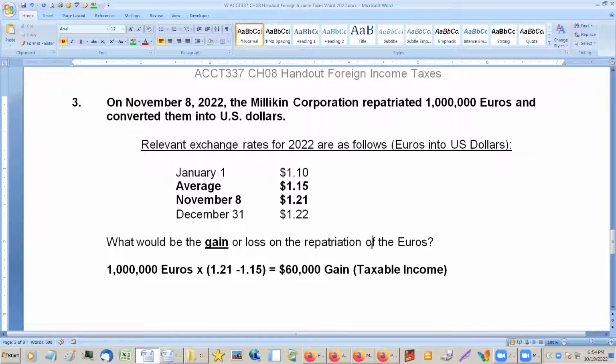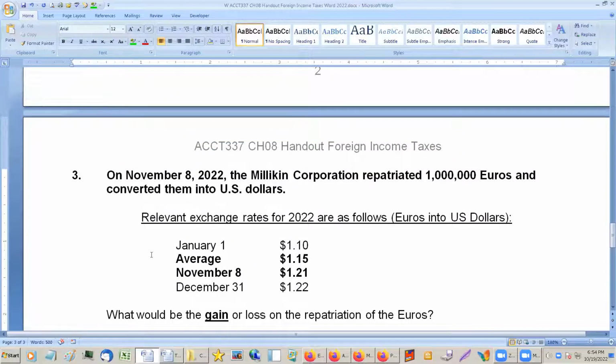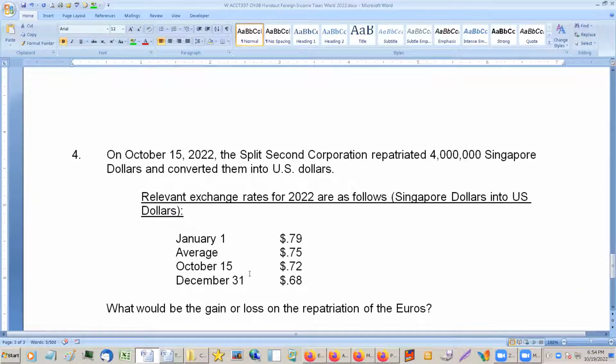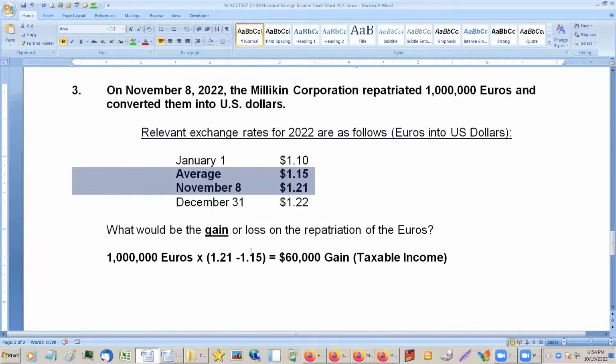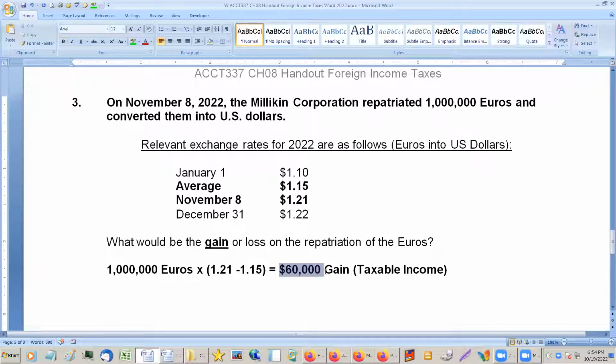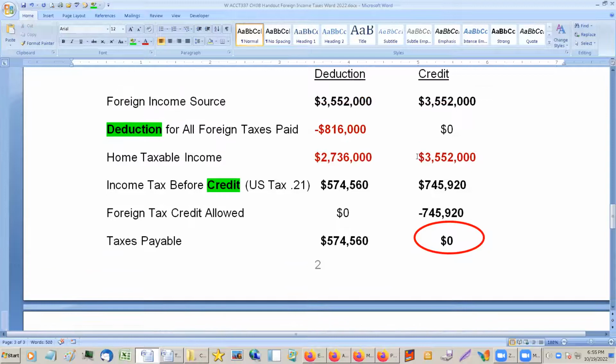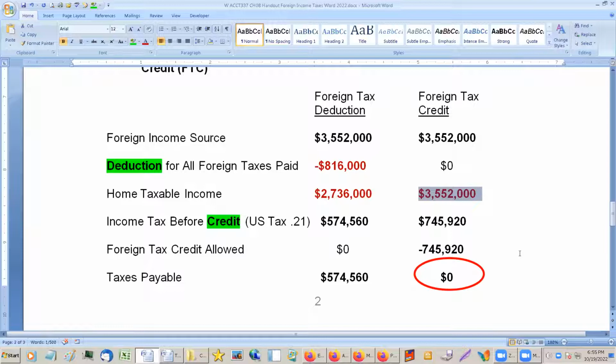So the repatriation themselves, you can either have gains or losses on it. And generally speaking, if it goes up from the average, it's going to be a gain. So this would be a gain, and this would be picked up in your taxable income. This would also be included in the taxable income here. This would be included in that if they had some. If these two were connected, it'd be included in that.